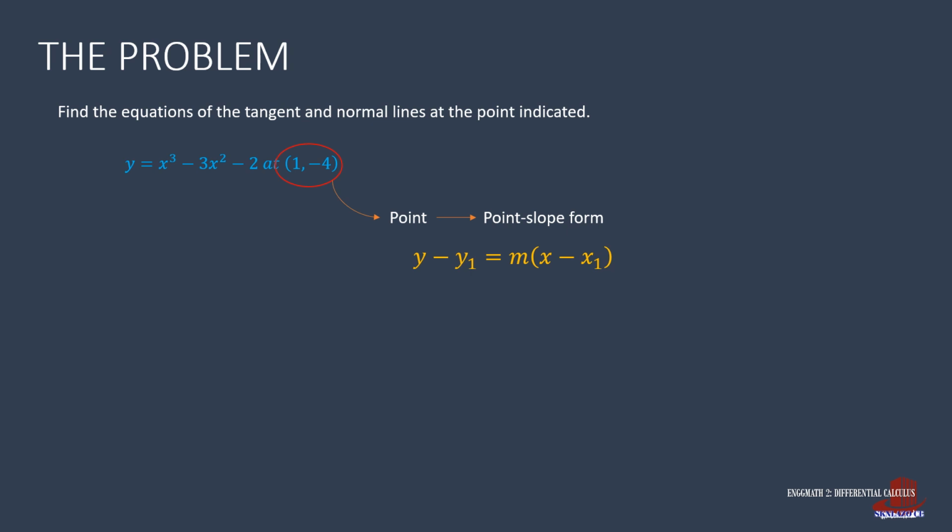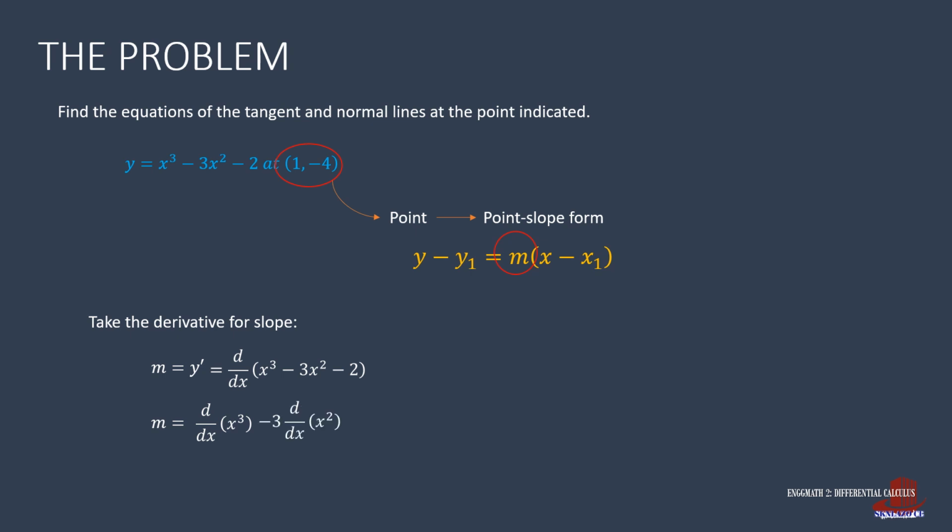And since we already have y1 and x1, the next thing we need to look for is m. M, or slope, is determined by taking the derivative of the function. As m is just y prime, take the derivative of the whole function. Since each of the terms in the function can be separated, it would be easier if we distribute the derivative to each, thus having m as the derivative of x cubed less 3 times the derivative of x squared minus the derivative of 2. At this point, the derivative of 2 is zeroed out.